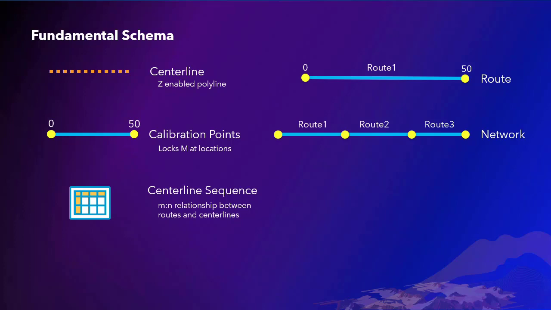Routes are grouped together and stored in a feature class called a network or an LRS network. Events are the features representing those characteristics or assets that are linear referenced on top of the routes in the network. All of these minimum schema items are normal feature classes and tables within the geodatabase.